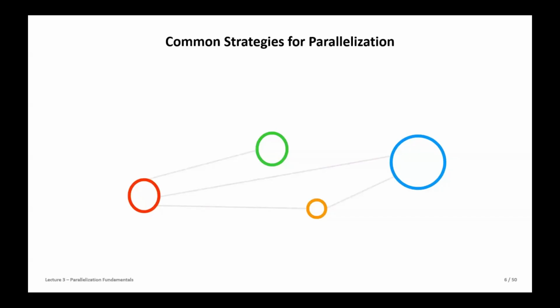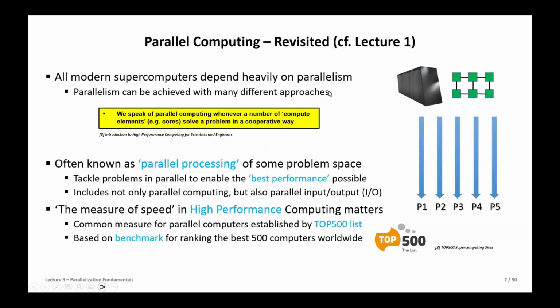So let's start with common strategies for parallelization. Parallel computing, which we already learned in lecture 1, was all about solving a large problem, possibly in a cooperative way. That means we have different processors, or more notably, different processes running on this different hardware that is essentially enabling us to do parallel processing.